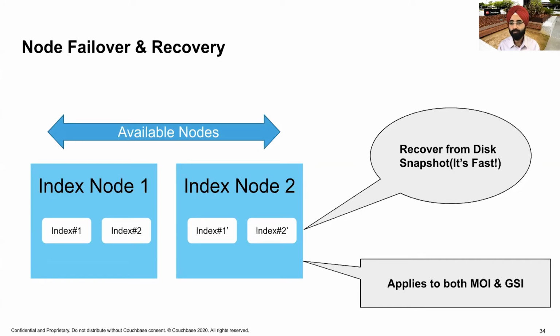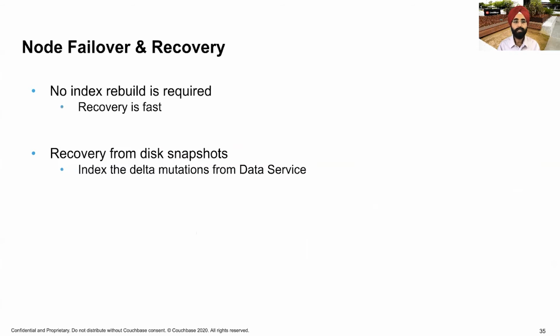This applies equally to both memory optimized and GSI indexes. So on recovery, no index rebuild is required. The recovery is fast. It just recovers from the disk snapshots and then indexes the delta mutations from the data service. So recovery is always a preferred option whenever there is an option to do that.